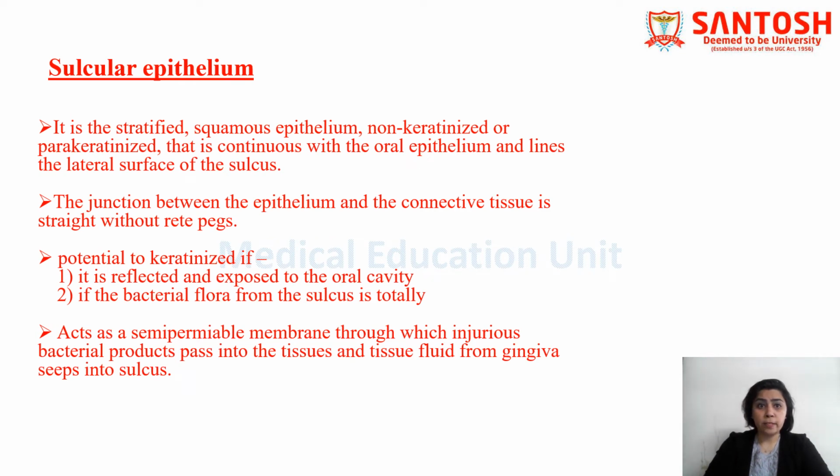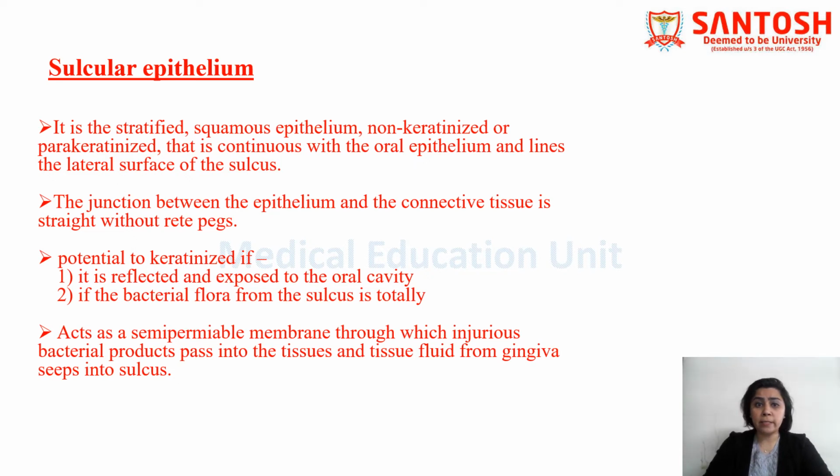Sulcular epithelium is a stratified squamous epithelium. It is non-keratinized or parakeratinized, continuous with the oral epithelium, and lines the lateral surface of the sulcus. The junction between the epithelium and the connective tissue is straight without any rete peg formation. It has the potential to keratinize if it is reflected and exposed to the oral cavity, and if the bacterial flora from the sulcus is exposed, then the sulcular epithelium can be converted into keratinized epithelium.